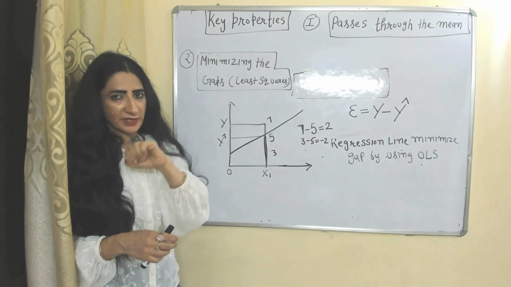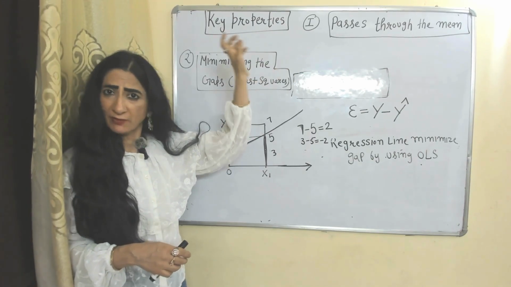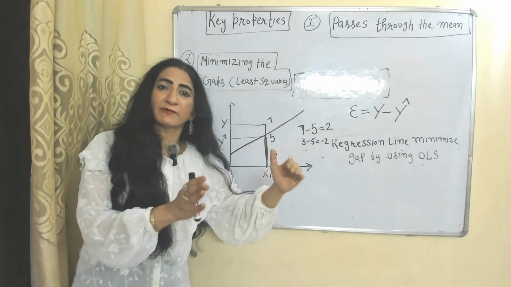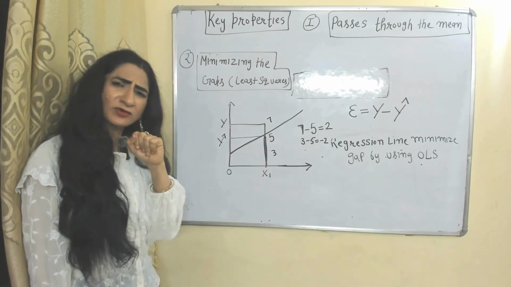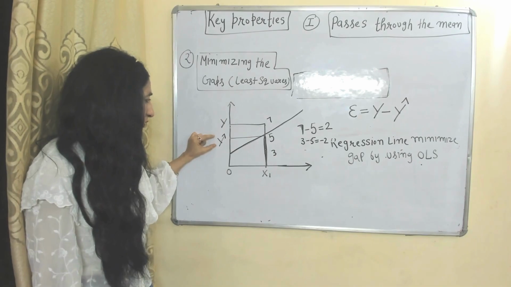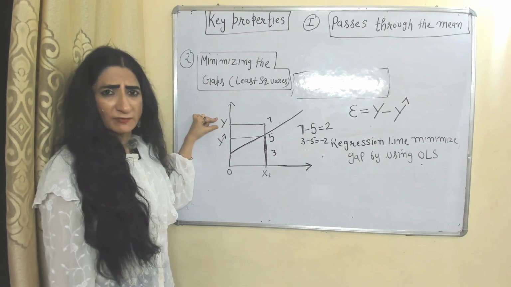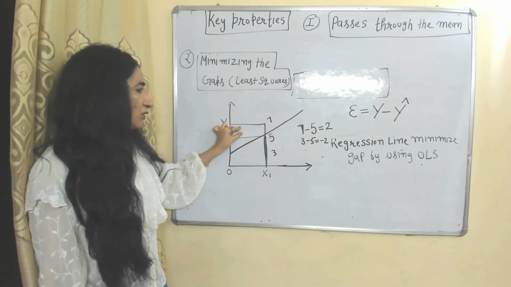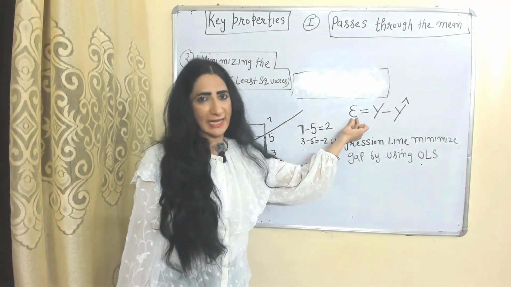Key properties of the regression line. It always passes through the average point. We have already discussed this: a regression line always passes through the average point. Next property, minimizing the gap. What do we mean by gap? This is a regression line. This will be called the predicted value. This will be called the observed or actual value of the dependent variable. This difference will be called the gap, or you can say this difference will be called the error.